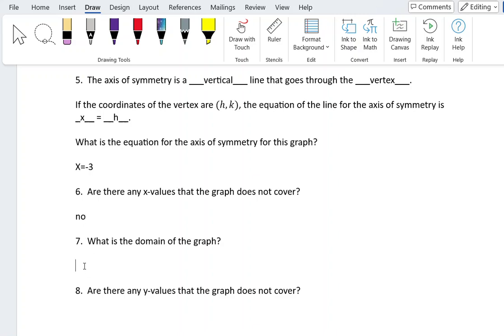So for the domain, there's a couple ways I could say this. I could say that the domain is all real numbers. I could also use interval notation. The way that I would do that is I would use parentheses. This is going from -infinity to +infinity.